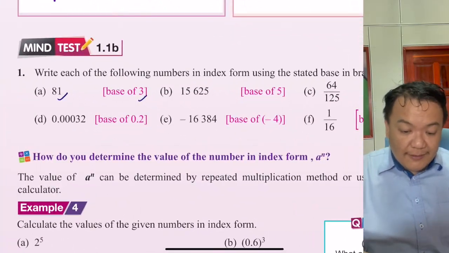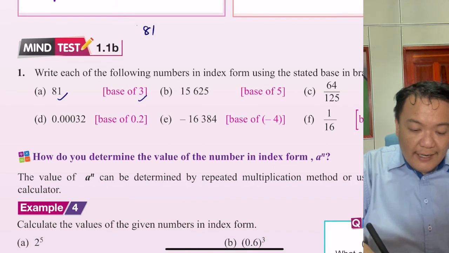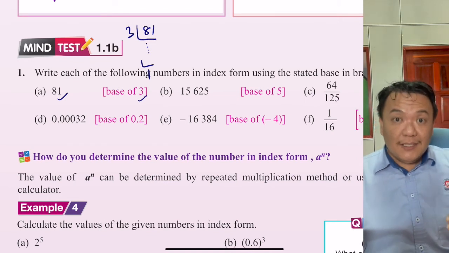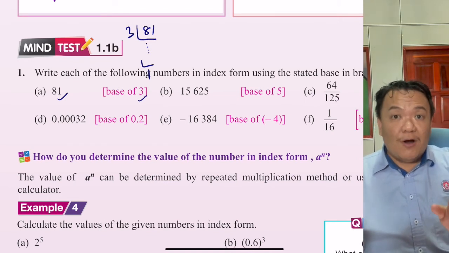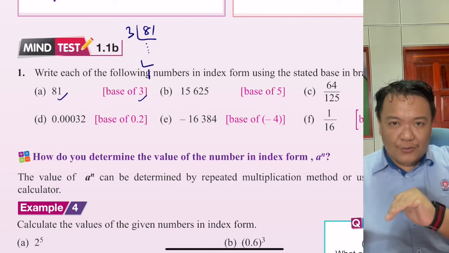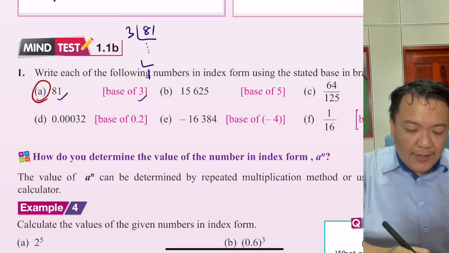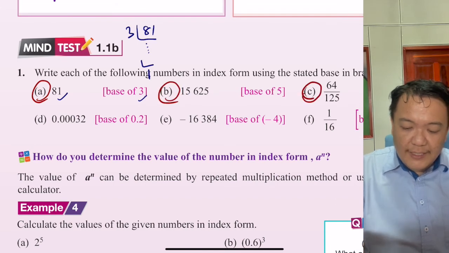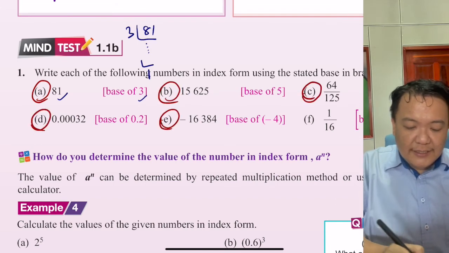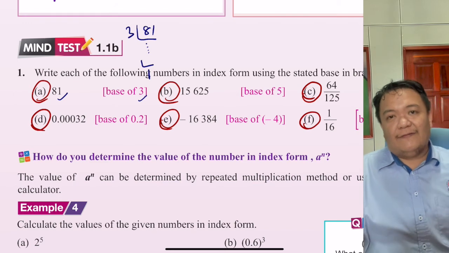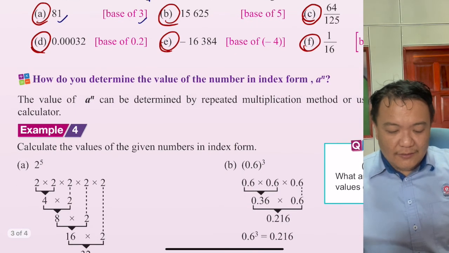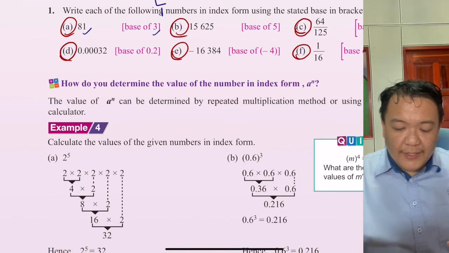Okay, repeated division method. Awak bahagilah 81 divide by 3. You divide until you get 1. Lepas tu kira lah berapa 3 tu tadi. So, jawapan kita 3 power of how many? 3. Okay. So, awak boleh cubalah. You can try A, B, C, D, E, F. Mudah saja. Jangan risau. Okay, next.